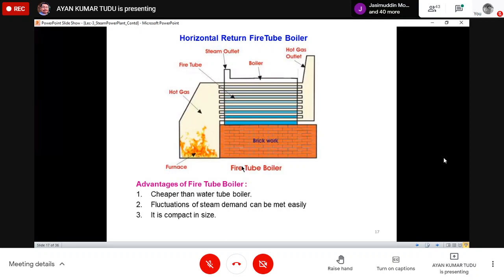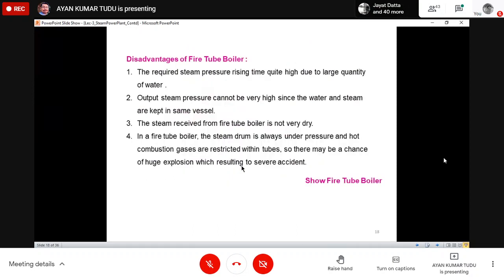But what are the disadvantages of a fire tube boiler? Number one, the required steam pressure rising time is quite high due to the large quantity of water, because here the hot gases are inside the tubes and water is surrounding those tubes.